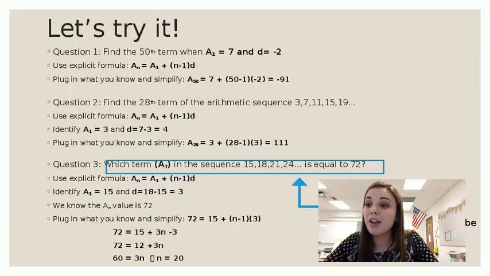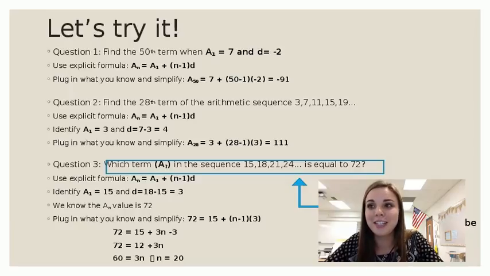So now I plug in what I know and I simplify. I'm looking for a sub 28, because that's the 28th term, equals a sub 1, which is 3, plus 28, which is my term number, minus 1 times 4. And you should get 111.